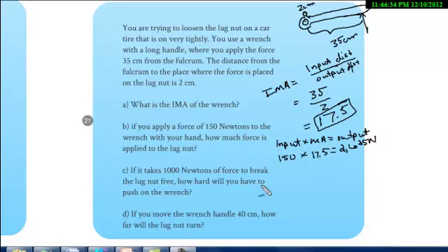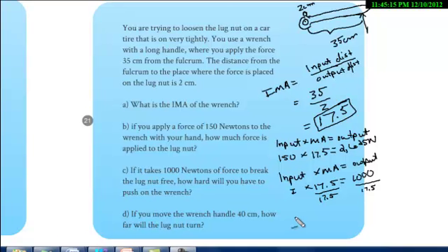Okay, next part. If it takes 1,000 newtons of force to break the lug nut free, how hard will you have to push on the wrench? So we can use the same equation, input force times mechanical advantage equals your output force. And now all they've done is given us the output instead of the input. So input is going to be multiplied by our mechanical advantage of 17.5 and is going to equal an output of 1,000. So what would we have to put into this? I'm going to divide both sides by 17.5.